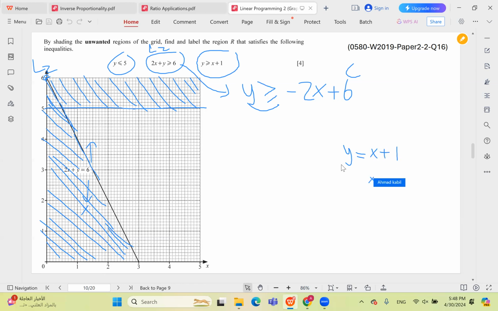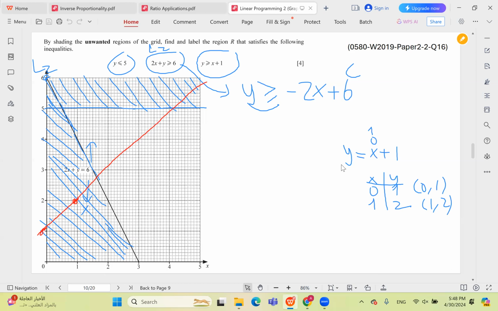So you can draw a small table like this. When x is 0, you put 0 here, you get y equals 1. When x is 1, put 1 here, 1 plus 1 is 2, so y is 2. We have 0, 1, and 1, 2. These are the 2 points that constitute this line. So we have 0, 1, which is this point, and 1, 2, which is that point. And we want to join them together, so we get something looking like this.